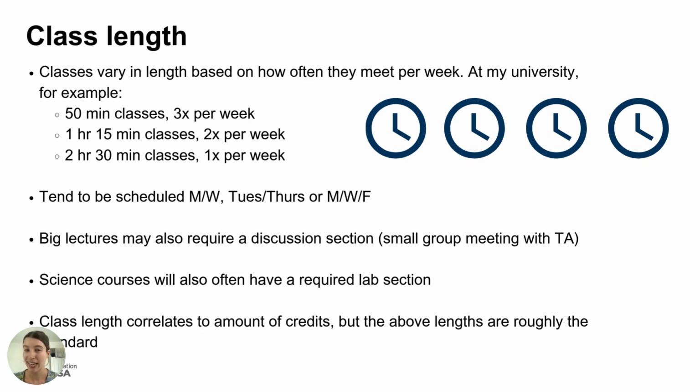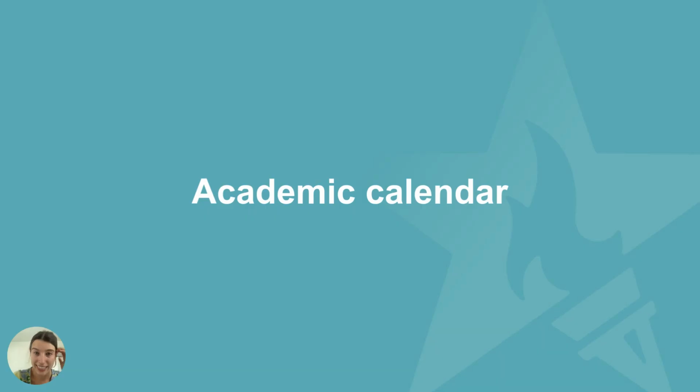Usually the class length will correlate to the number of credits. So if you have a really short class, it might be worth fewer credits. But these lengths I put above are the standard lengths for the standard amount of credits that you would take. And then let's get into the academic calendar.